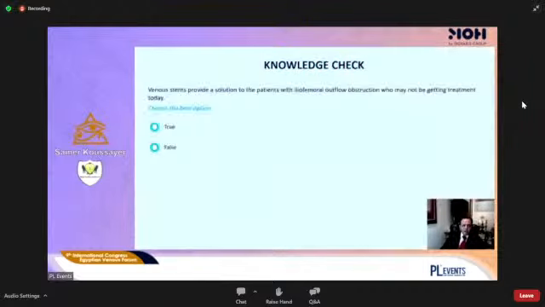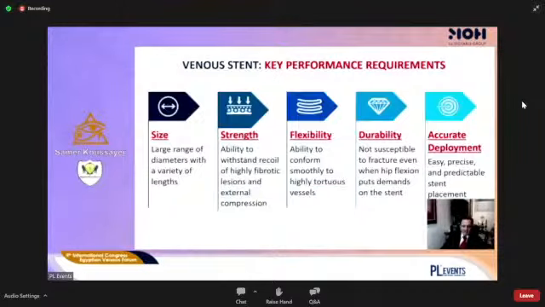The second question: venous stents provide a solution to patients with iliofemoral outflow obstruction who may not be getting treatment, given the tortuous venous system. It has to be durable, non-susceptible to fracture, even with hip flexion, especially with a young patient. So we're looking for long-term durability. And finally, you have to have an accurate deployment, like an easy, precise and predictable stent placement.